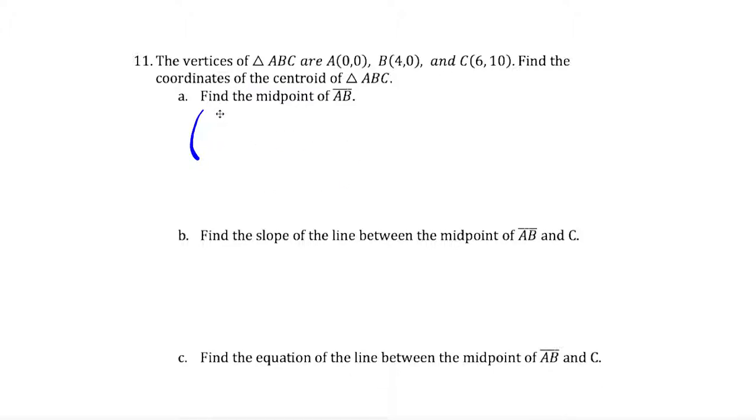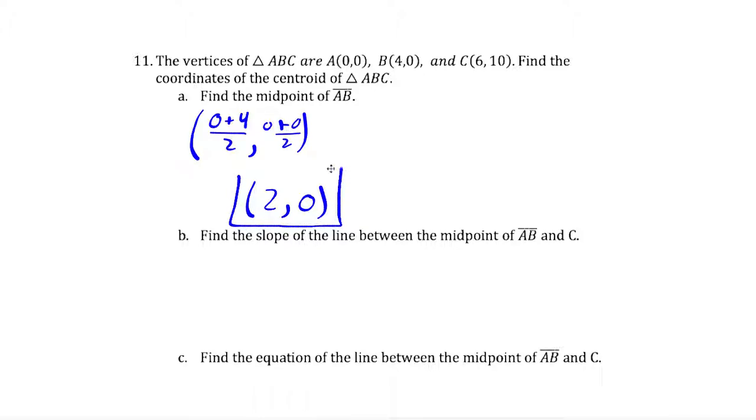Well, the midpoint of AB is just 0 plus 4 divided by 2, and then 0 plus 0 divided by 2. The sum of the x values divided by 2, comma, the sum of the y values divided by 2. And so this gives us 4 divided by 2, which is 2, and 0 divided by 2, which is 0. So that is the midpoint there. Next, we want to find the slope between the midpoint, which we just found, and C, which you already know.